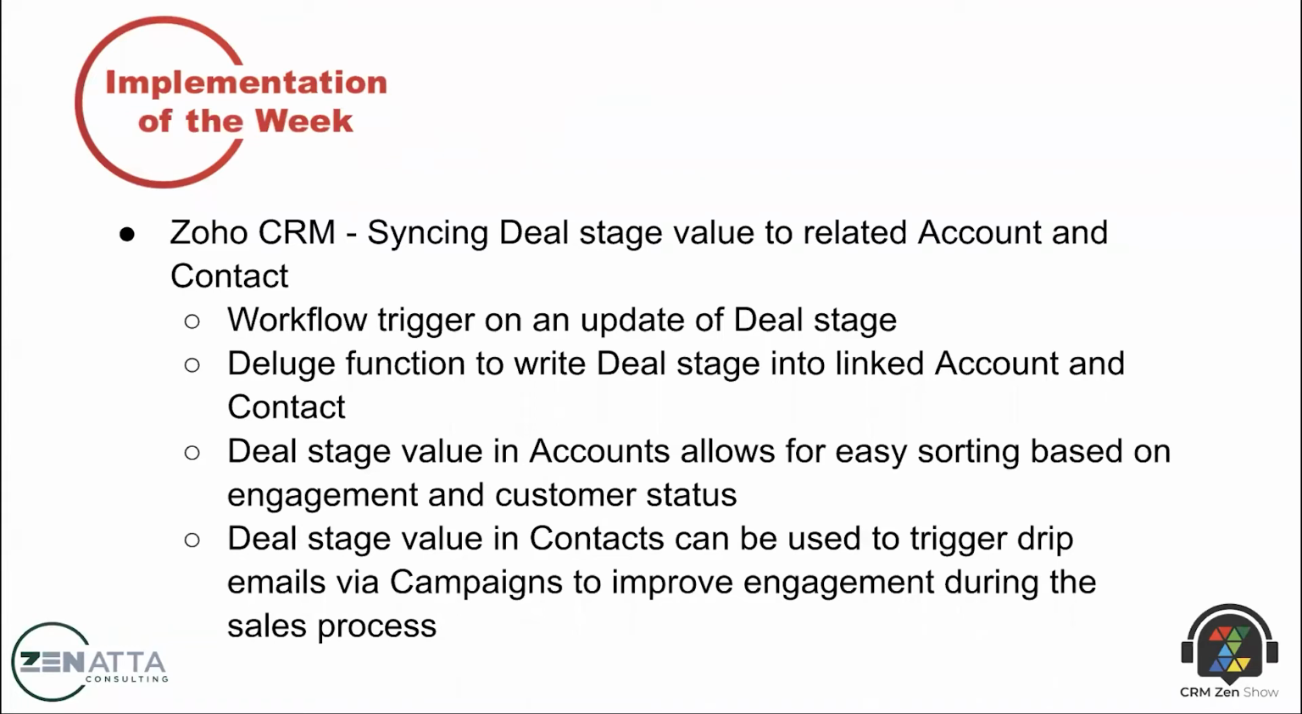One of the cool things about it is that down the line it's going to allow you to filter your accounts based on their transaction status. One reason you may want to do that is to pull a quick report that shows all of the accounts that you've actually sold to, right? Or all of the accounts that you've lost a deal to that maybe you want to circle back around with. Or alternatively, writing it into the contacts, which can be synced into campaigns, can allow you to send out specific drip emails or campaigns to people based on where they're at in the sales process.